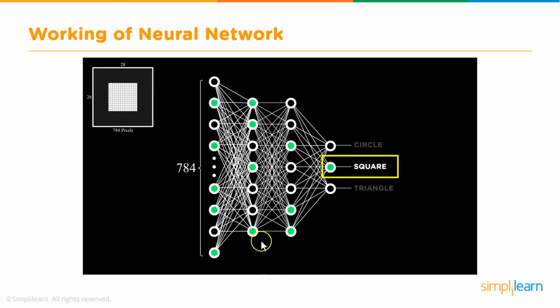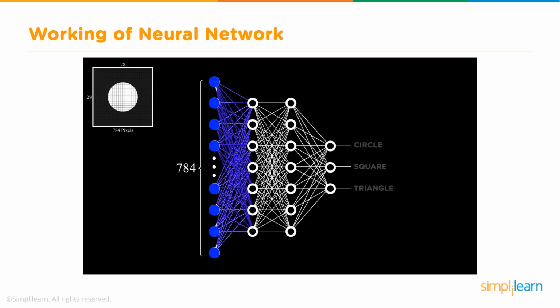During the training process, initially, obviously, you feed this image and it will probably say it's a circle or a triangle. So as part of the training process, we send that error back, and the weights and biases of these neurons are adjusted until it correctly identifies that this is a square. That is the whole training mechanism that happens here.